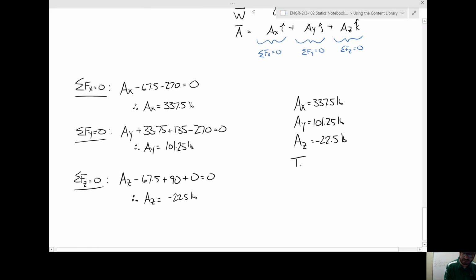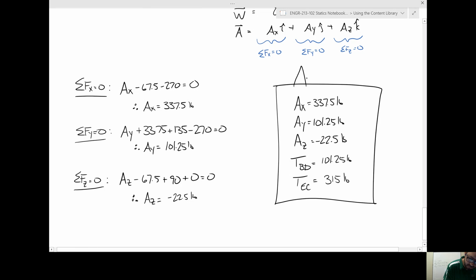And then there are the 2 unknowns for the cables. There was the tension in cable BD, which was 101.25 pounds, and then the tension in cable EC, which was 315. And that is the answer. And this is an example that's also documented in the textbook.